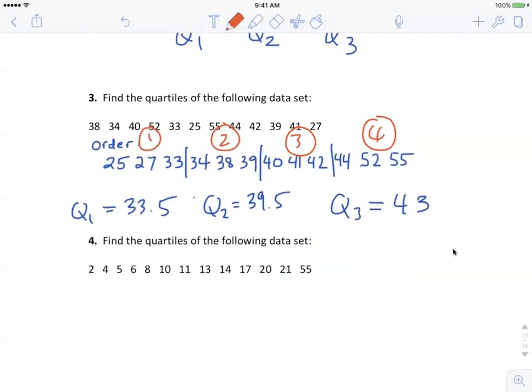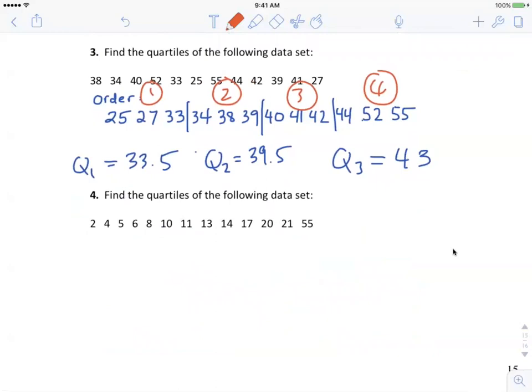Oh, this one's already in order. Yay, that makes it a lot easier. So we can get right to it. Let's see. 1, 2, 3, 4, 5, 6, 7, 8, 9, 10, 11, 12, 13 data values. So I think I can go and get a middle one. 1, 2, 3, 4, 5, 6. That 11 has 6 on each side.